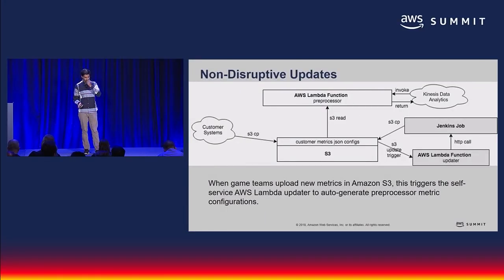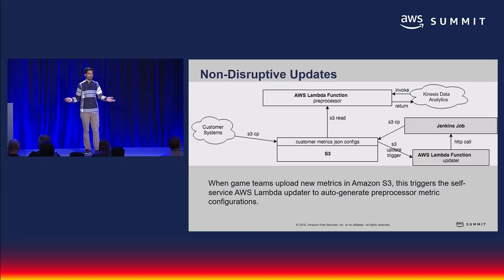So what we did was create this little subsystem. On the left, you see the bubble of the customers, or the game teams. What they do is write into an S3 file the aggregation metric that they care about. Then our preprocessor periodically reads from that S3 bucket file. And then the Kinesis data analytics invokes the preprocessor. Whenever it invokes, it notices that there's a new set of metrics that we need to start aggregating by.